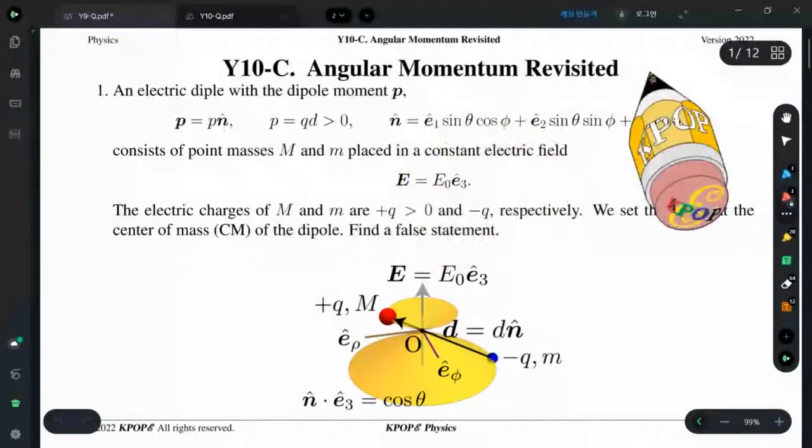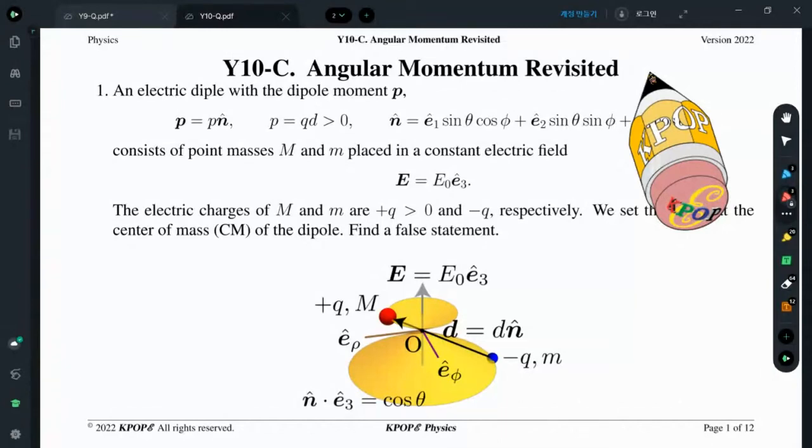Y10 angular momentum revisited. In here, I have introduced only a single problem, and actually two problems. The first one is the electric dipole moment. A little bit difficult problem.